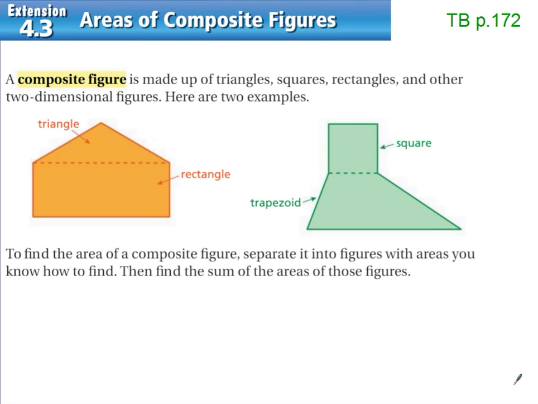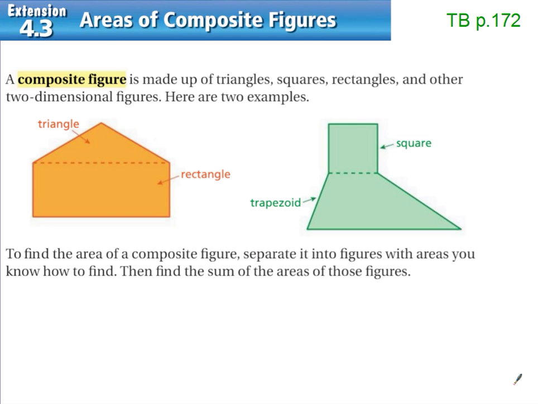Please open up your textbooks to page 172. We are going to be completing extension 4.3, Areas of Composite Figures. So first off, a composite figure is made up of triangles, squares, rectangles, and other two-dimensional shapes.